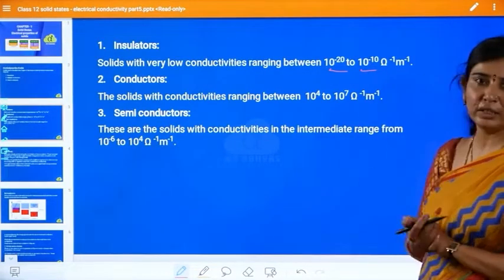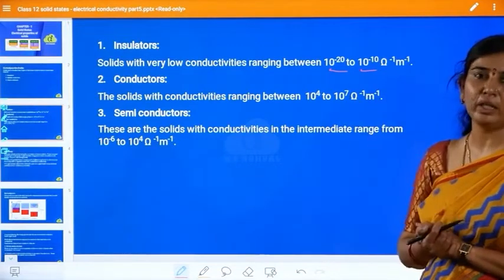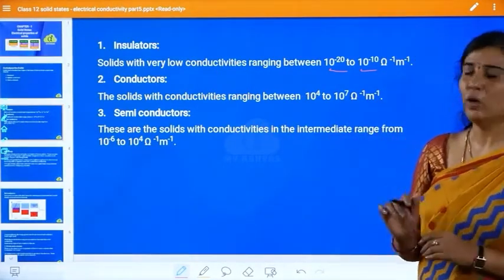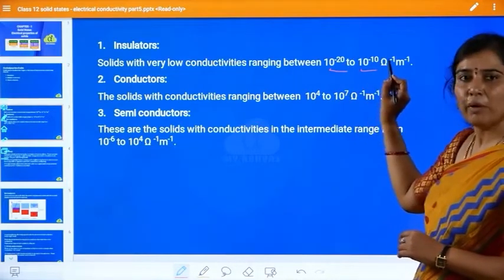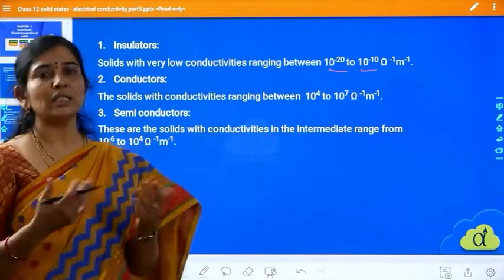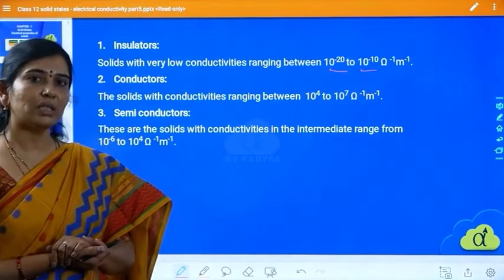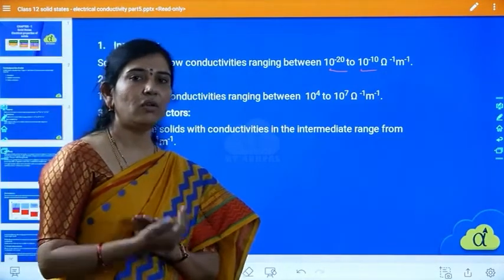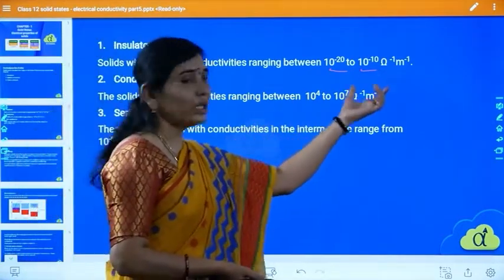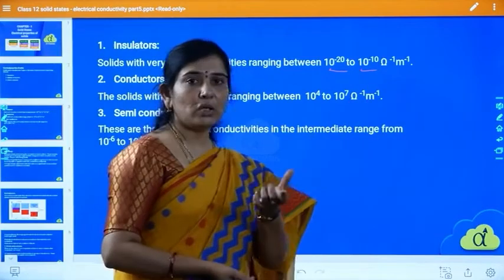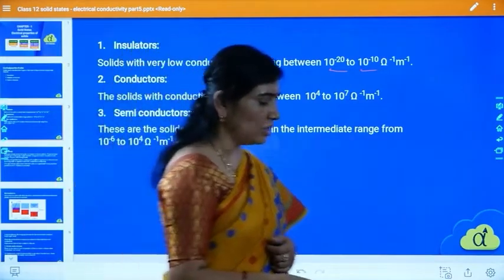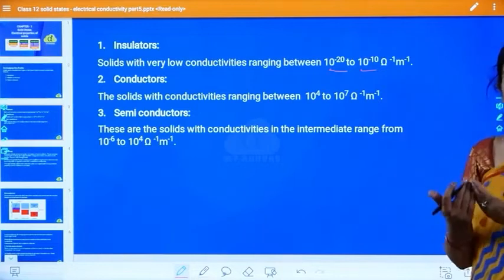Here I am expressing conductivity in terms of specific conductance. In case of an insulator, the conductivity is very low, 10 power minus 20 to 10 power minus 10 ohm inverse meter inverse. Because conductance is a reciprocal of resistance. What do you mean by resistance? If there is an opposition to the flow of electrons, that we call resistance. Here conductance is measured between two electrodes 1 centimeter apart and area of cross section 1 centimeter square.